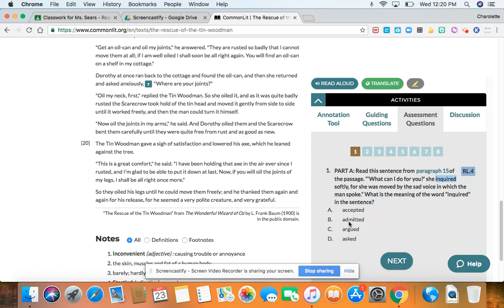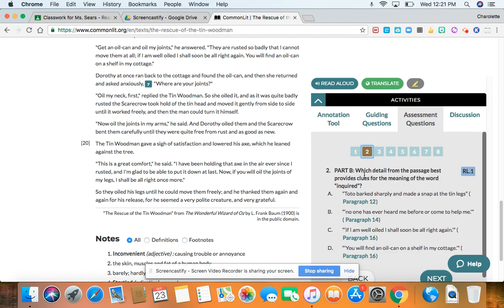How about the word admitted? "What can I do for you?" She admitted softly. That doesn't make any sense. We would throw that answer out. Argued. "What can I do for you?" She argued softly. That obviously does not make any kind of sense. So that would be a thrown out answer. We are left with D, but let's verify. "What can I do for you?" She asked softly. Obviously, that makes great sense. You would choose D. Move on to the next question.